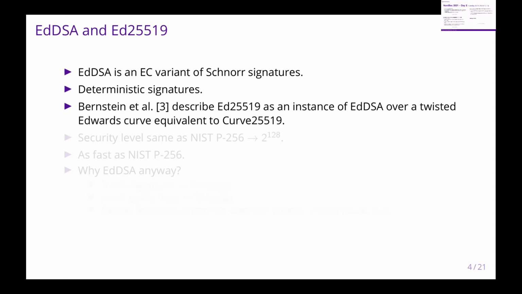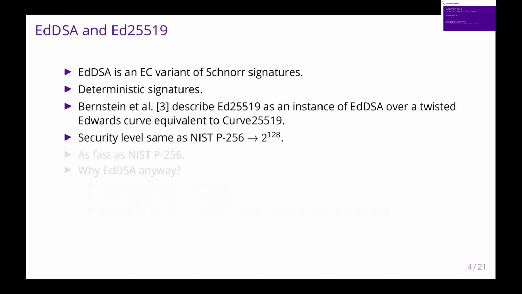About 10 years ago, and it was described as an instance of EdDSA over a twisted Edwards curve equivalent to curve 25519. So this means EdDSA is like the general umbrella term or the general algorithm, and then Ed25519 is basically EdDSA with a specific curve underneath.